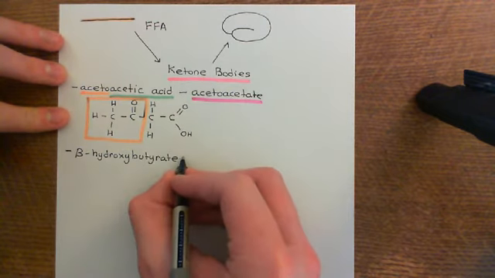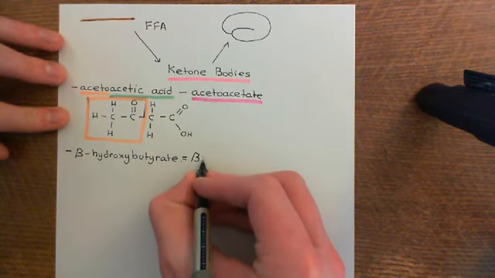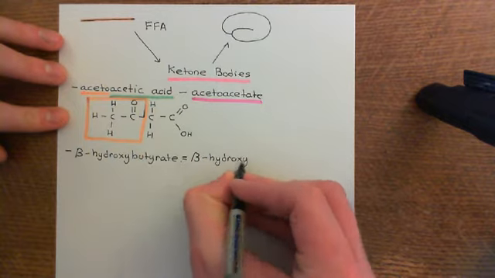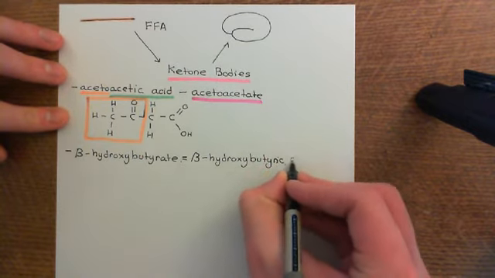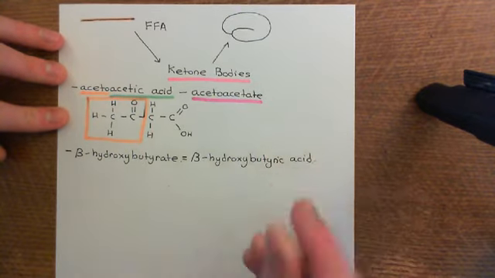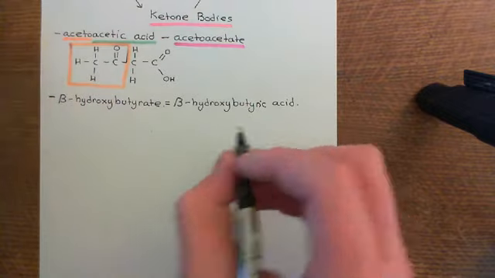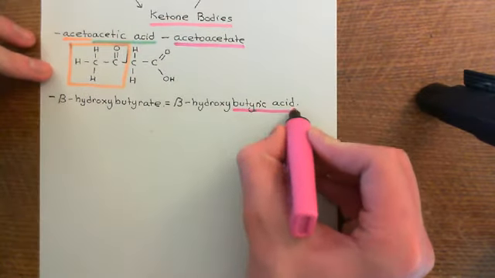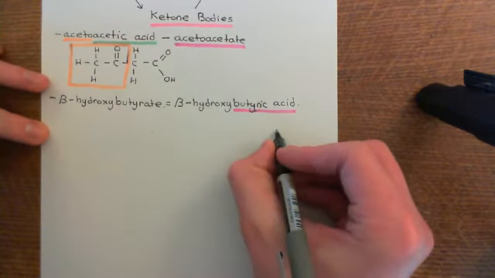Okay, again, I've written out the conjugate base. The original acidic molecule would be beta-hydroxybutyric acid. So I think I'll show you the structure of beta-hydroxybutyric acid before I show you the structure of beta-hydroxybutyrate. Butyric acid is another name for butanoic acid, a 4-carbon carboxylic acid molecule.